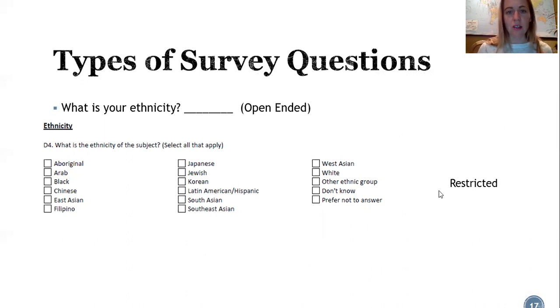So as a result, often researchers will use a more restricted style of asking questions. This is an example of a question that was part of a survey that I administered to participants as part of a larger research project that I was involved in. So I didn't create this questionnaire. I won't say which funding agency asked me to do this, but it was part of a larger study.